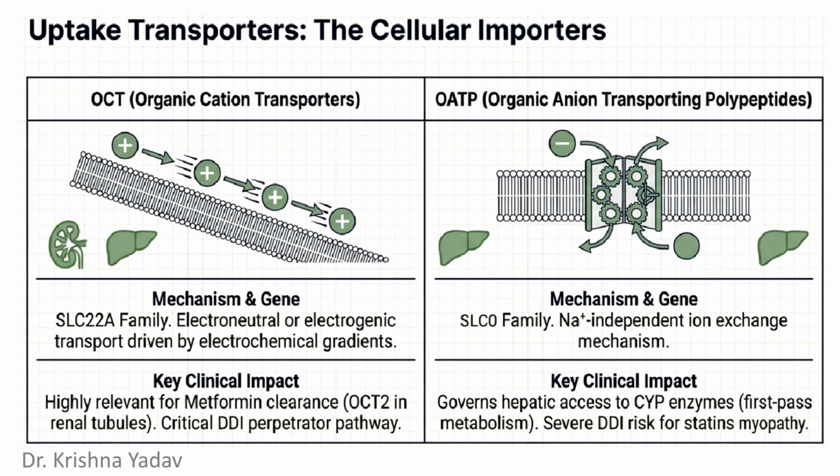This diagram summarizes the key drug transporters, including PGP, BCRP, OCTs, and OATPs, illustrating their locations and roles in drug absorption, distribution, metabolism, and excretion throughout the body.